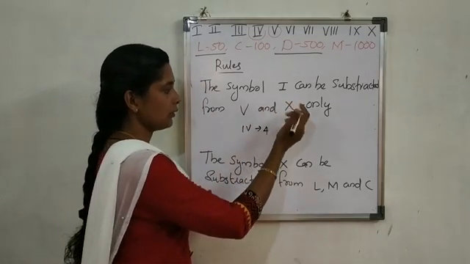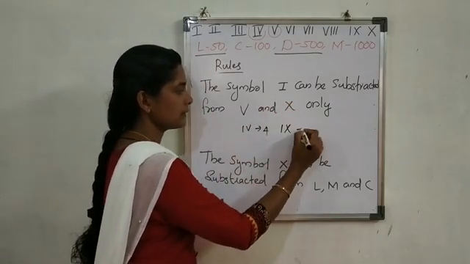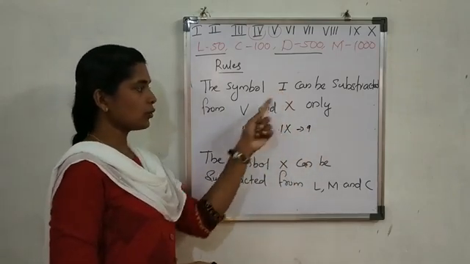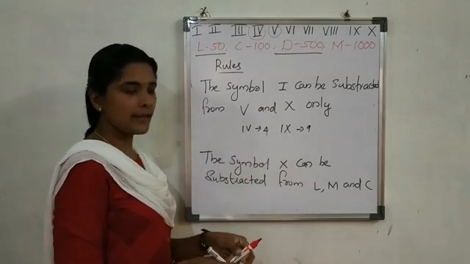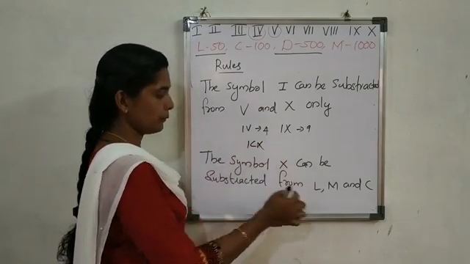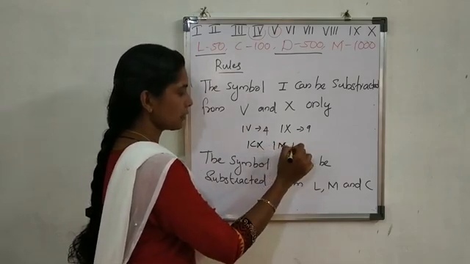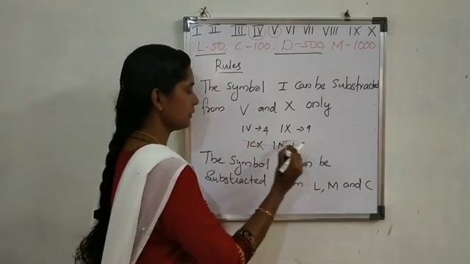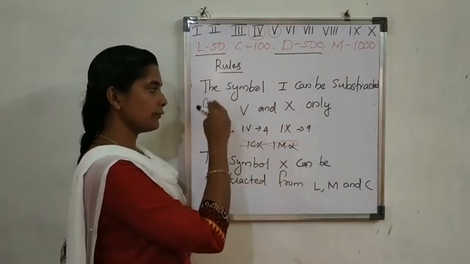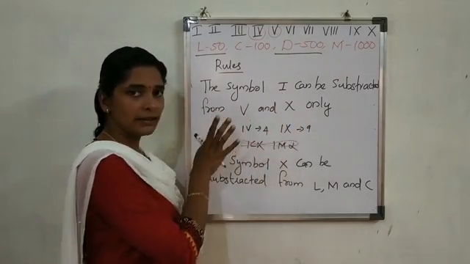Then also we can write IX. This is 9, 10 minus 1. Like this, I we can write only with V and X. If I write IC, this is wrong, or IM, that is also wrong. We have to write I to the left side of only V and X.